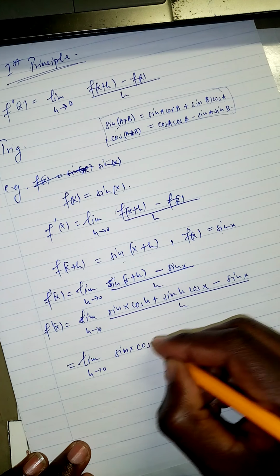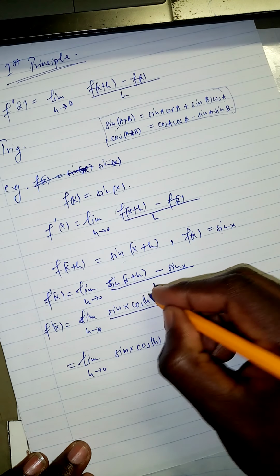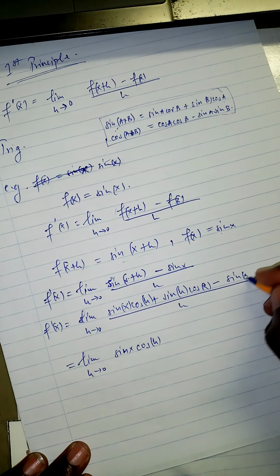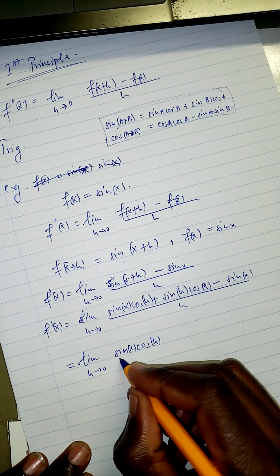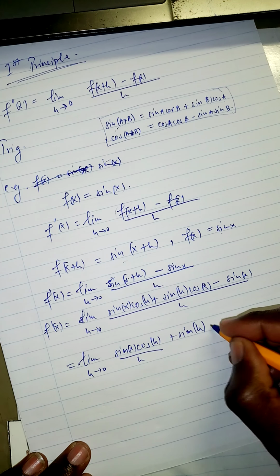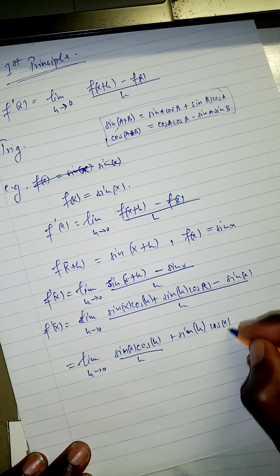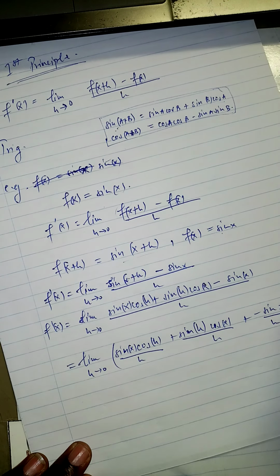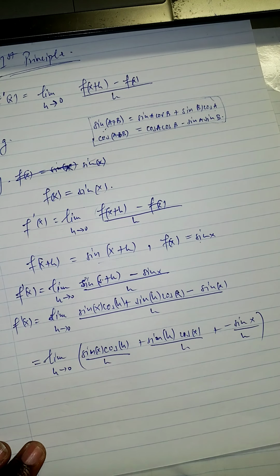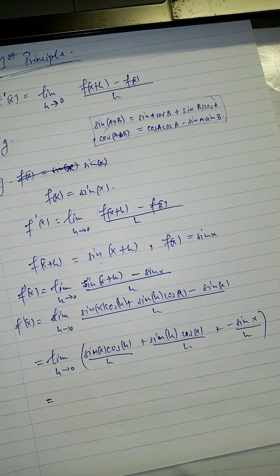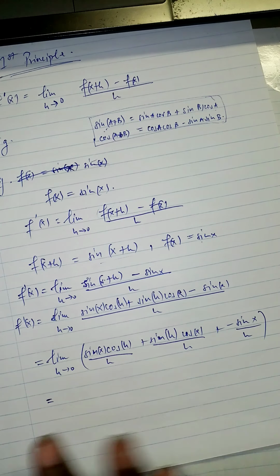Sine x cos h over h, plus sine h cos x over h, plus minus sine x over h. Put brackets to show that this limit still affects all of them. So now we are going to evaluate each of them individually.